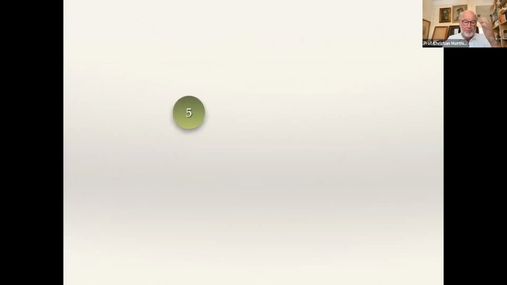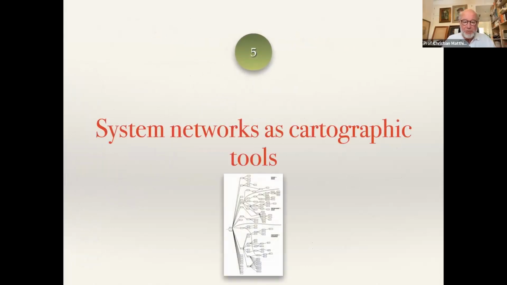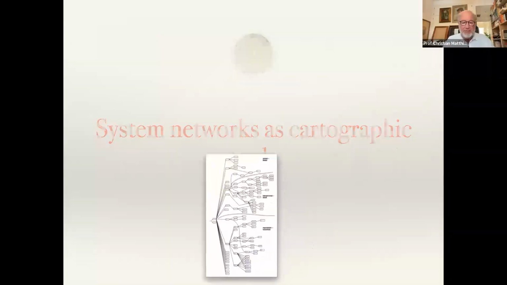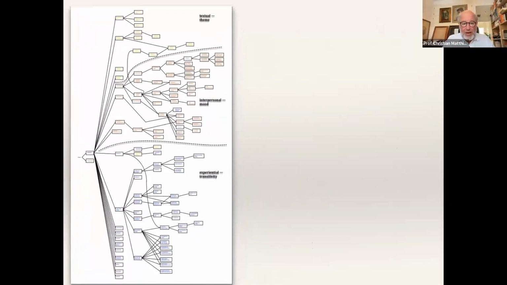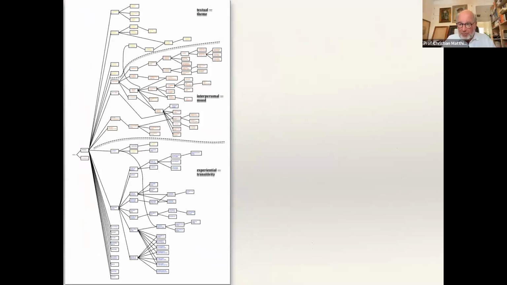Fifth, system networks as a cartographic tool. So that's when we survey the resources that lie behind the choices in the unfolding of text. What you have here to the left is not a proper system network, it's just a representation of the names of systems. The top bit in yellow, these are textual systems having to do with thematic choices. In between, red, interpersonal, having to do with mood. And then below that, the third cluster of systems, experiential, transitivity.